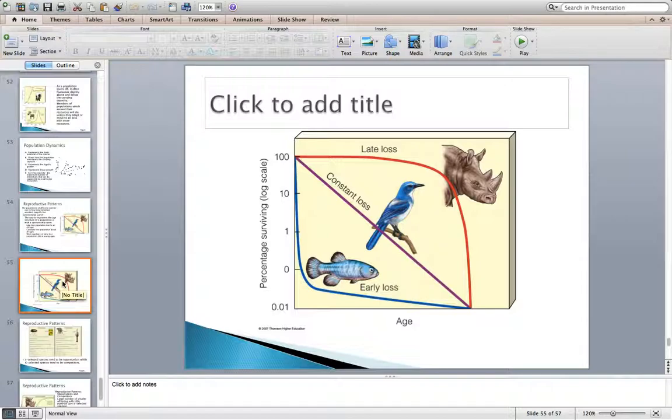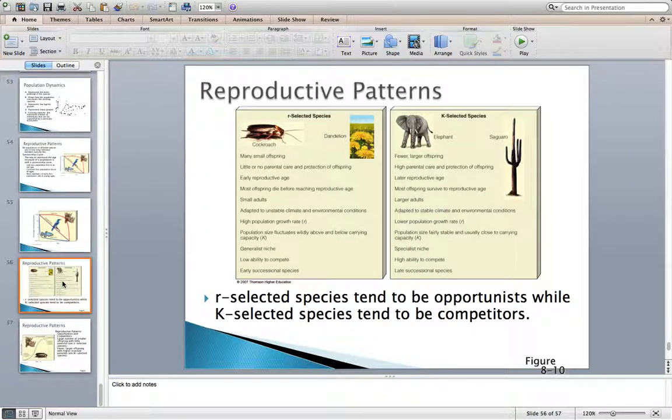And this just shows an up-close graphic of what we were just talking about. Now we're going to talk about reproductive patterns between R-selected species and K-selected species. The thing to remember is that R-selected species tend to be opportunists, while K-selected species tend to be competitors.